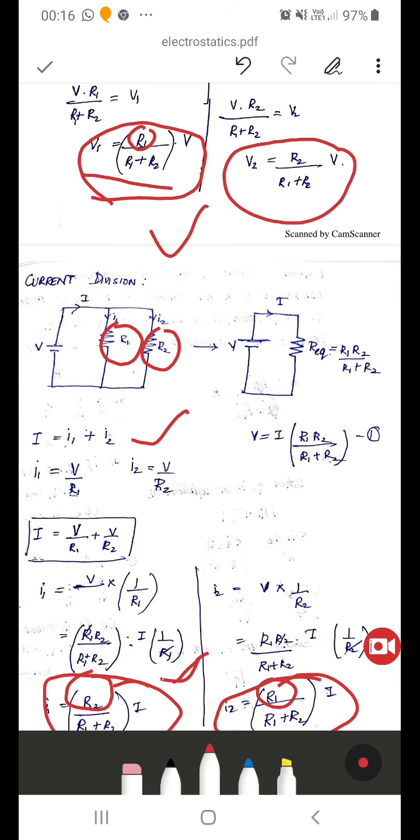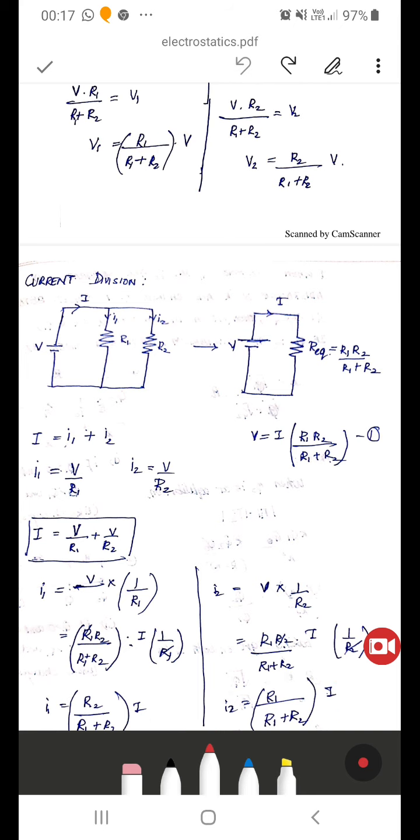In the voltage division rule you put the same resistance, while in current division you put the opposite resistor value and solve the problem. Now let me teach you how this formula comes.